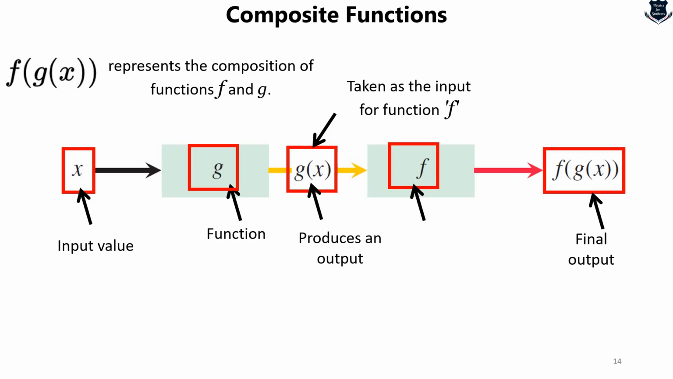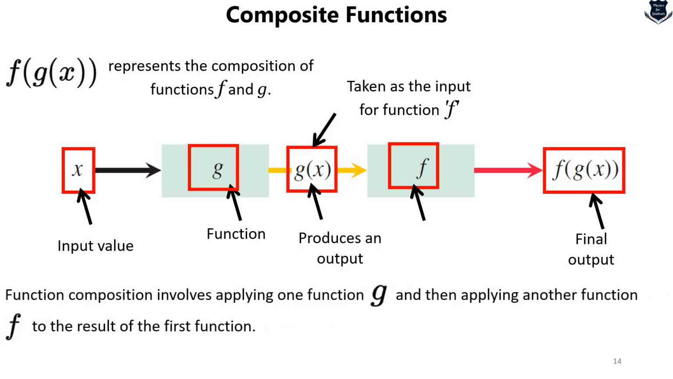So function composition involves applying one function, in this case first g, and then applying another function, in this case f, to the result of the first function. Here you can see the notation f of g of x represents the composite of functions f and g. It signifies that function g is applied first, followed by the function f.